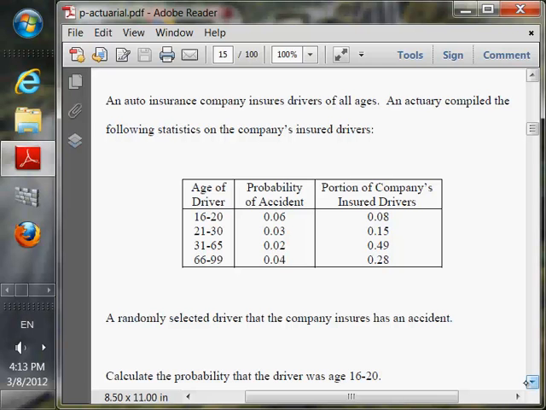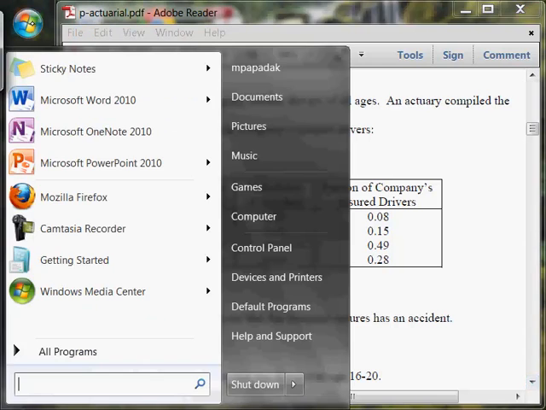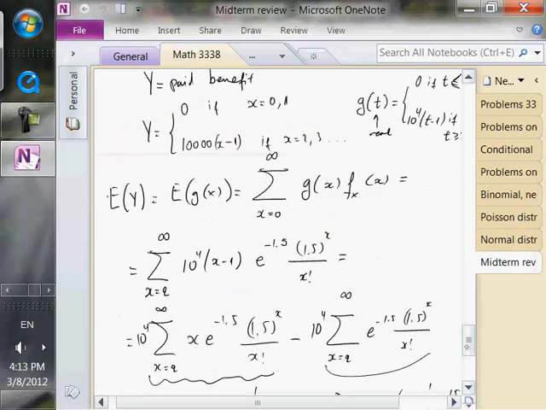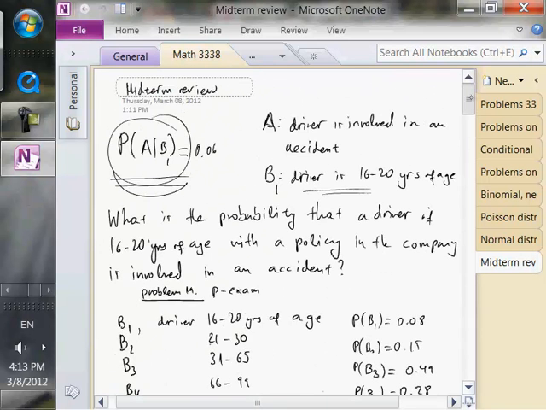And then I started messing up a little bit with my other class, my 3338, and I puzzled them. And I asked them this question. What is the probability that a driver who is between 16 to 20 years of age with a policy in the company is involved in an accident? What is the difference between this question and the previous question?